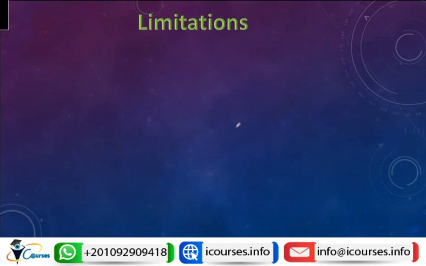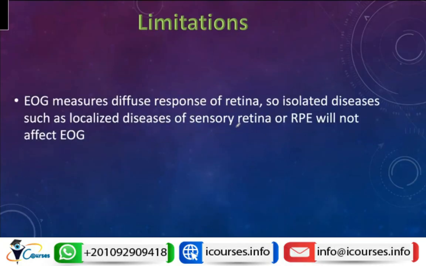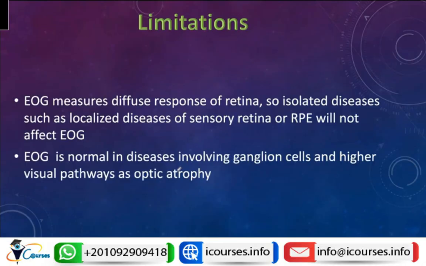The limitations of EOG are the same as the ERG. The EOG is a recording of the diffuse response from the retinal pigment epithelium. So an isolated disease affecting the sensory retina, or a localized RPE disease, will not affect the EOG. And the second thing is that EOG is normal in diseases that involve the ganglion cells and the higher visual pathway, such as optic atrophy.